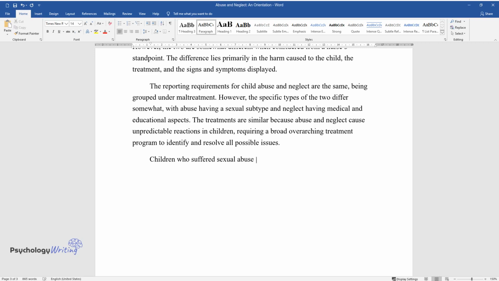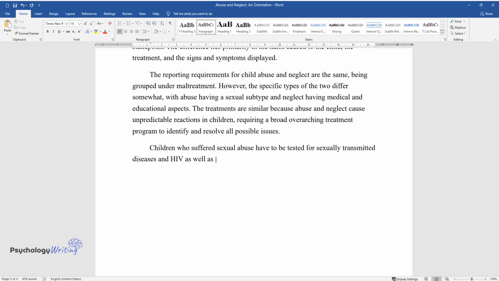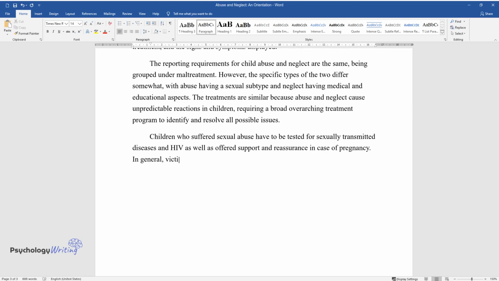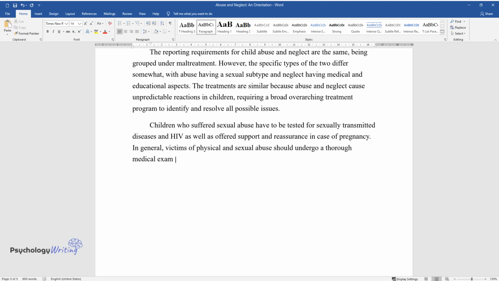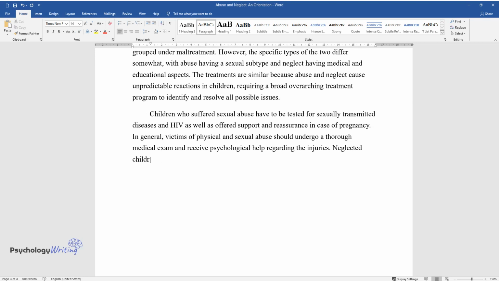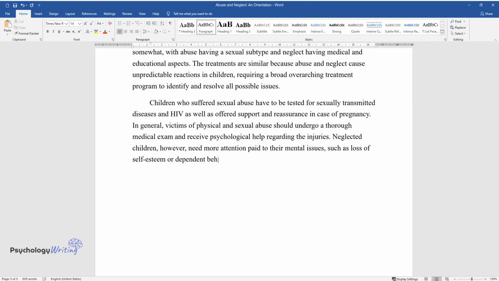Children who suffered sexual abuse have to be tested for sexually transmitted diseases and HIV, as well as offered support and reassurance in case of pregnancy. In general, victims of physical and sexual abuse should undergo a thorough medical exam and receive psychological help regarding the injuries. Neglected children, however, need more attention paid to their mental issues, such as loss of self-esteem or dependent behavior.